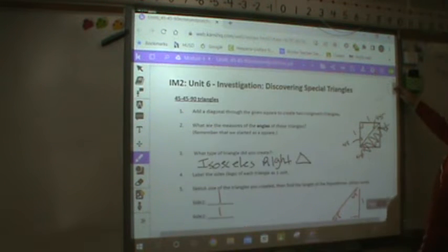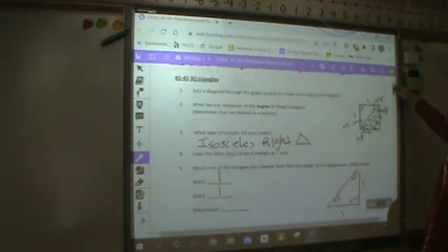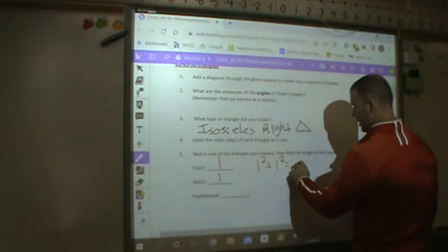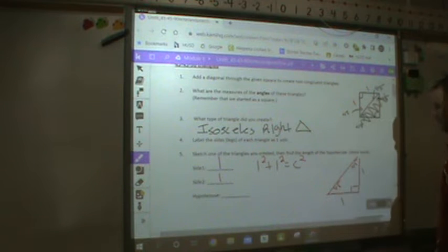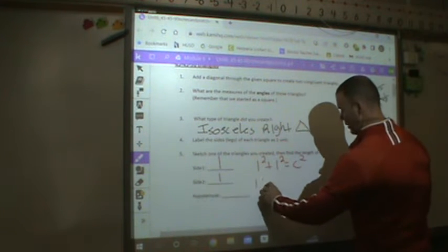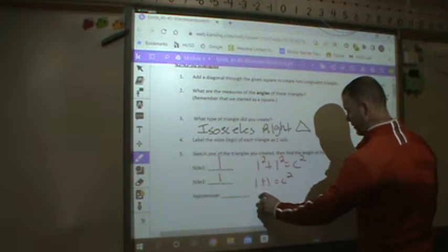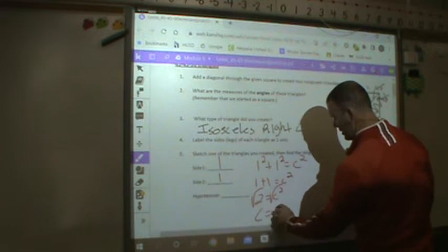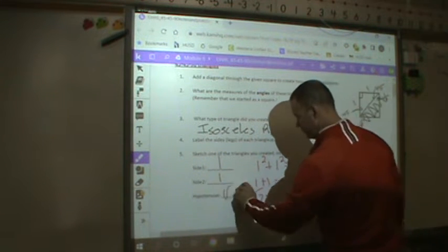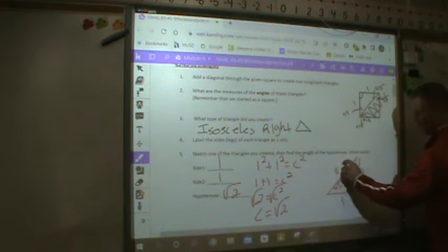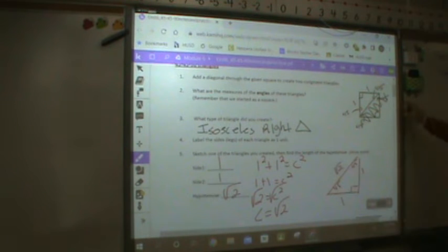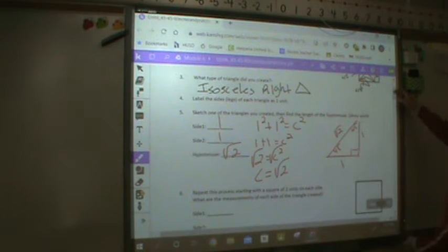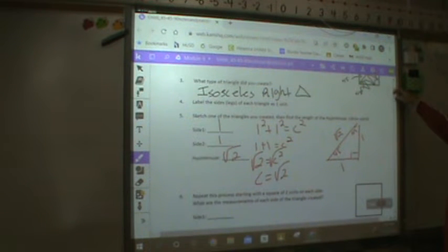Well, this is one of the reasons why we reviewed the Pythagorean theorem the other day. Leg squared plus leg squared equals hypotenuse squared. 1 squared plus 1 squared equals c squared, or 2 equals c squared. And if I take the square root of both sides, c is equal to the square root of 2. Which should be reasonable because the hypotenuse should be just a little bit longer than the legs, if my legs are whole numbers. All right?